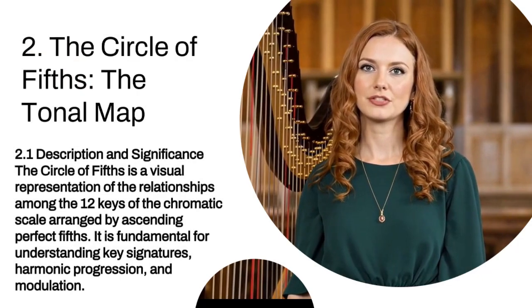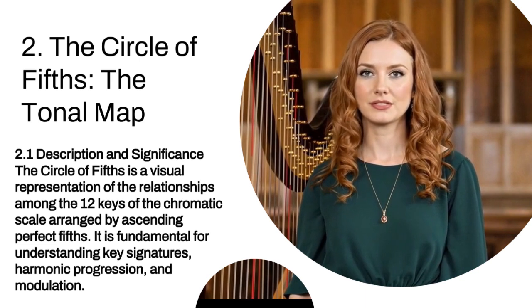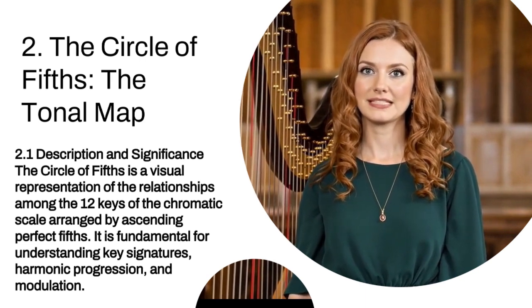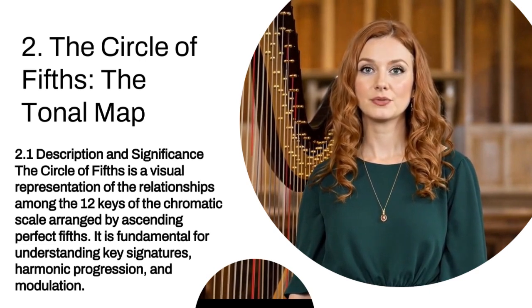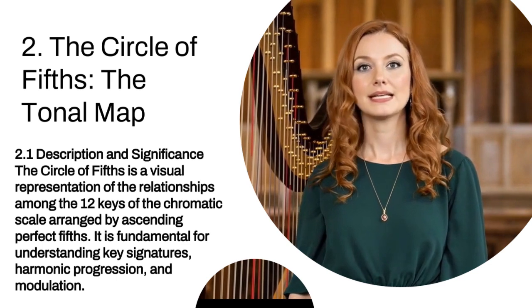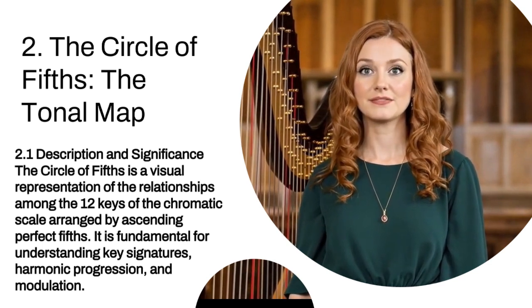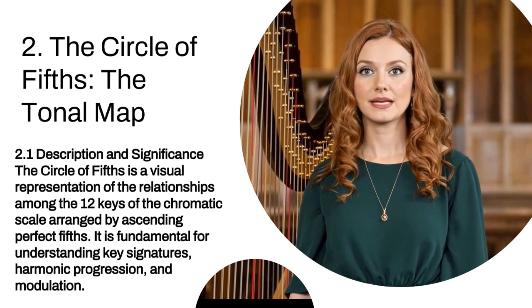2. The circle of fifths, the tonal map. 2.1. Description and significance. The circle of fifths is a visual representation of the relationships among the 12 keys of the chromatic scale, arranged by ascending perfect fifths. It is fundamental for understanding key signatures, harmonic progression, and modulation.